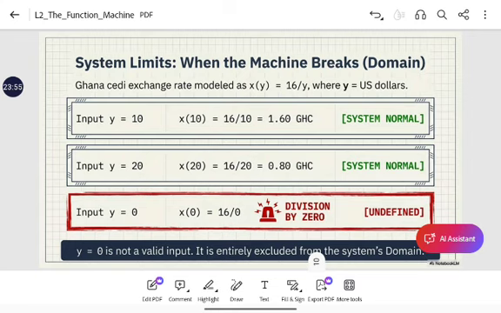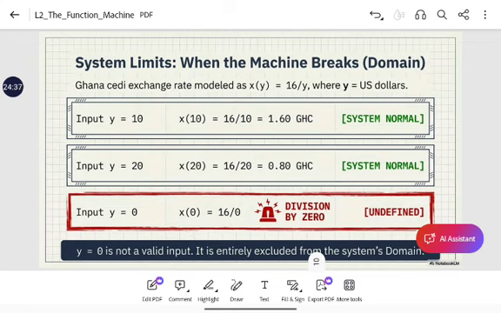Okay, system limit: when the machine breaks down. Okay, we are talking about functions that are undefined. So let's use the Ghana cedi exchange rate model, as x of y, so x of y is equal to 16 divided by y, where y is US dollars.